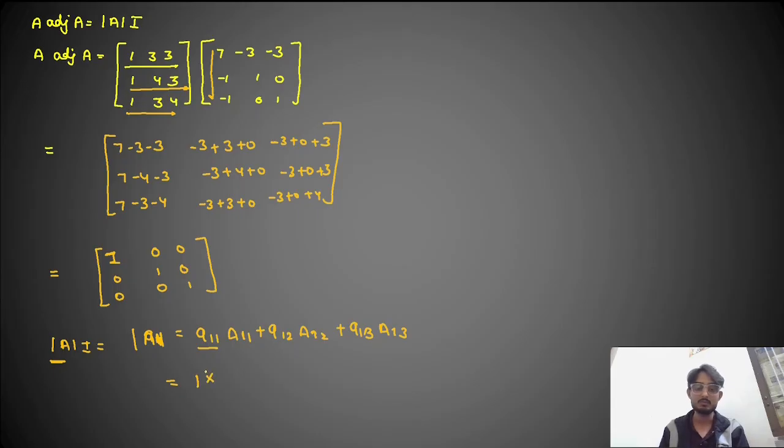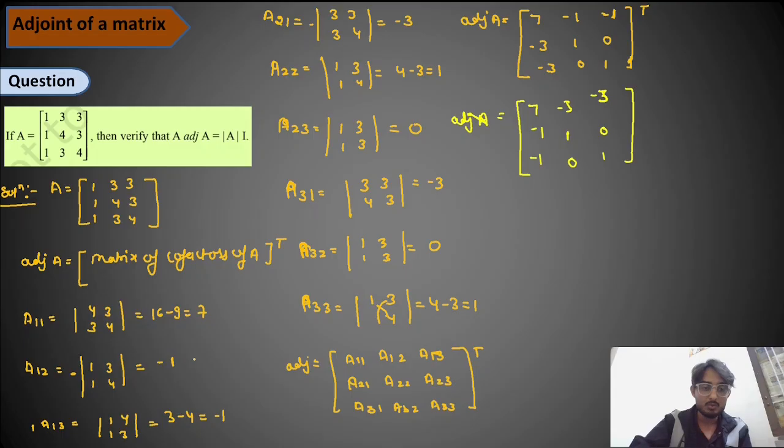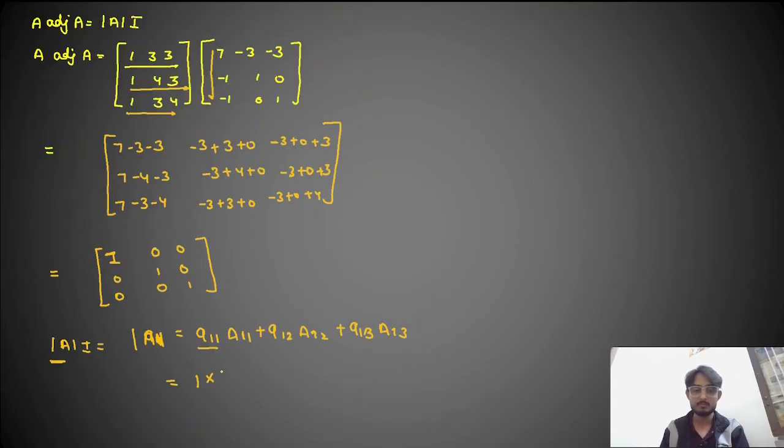equal to 7, plus A12 equal to 3 and the cofactor of A12 equal to minus 1, and A13 equal to also 3 and the cofactor of A13 equal to minus 1. So we'll get 7 minus 3 minus 3 equal to 1. Now, determinant of A multiplied by the identity matrix. So determinant of A equal to 1.